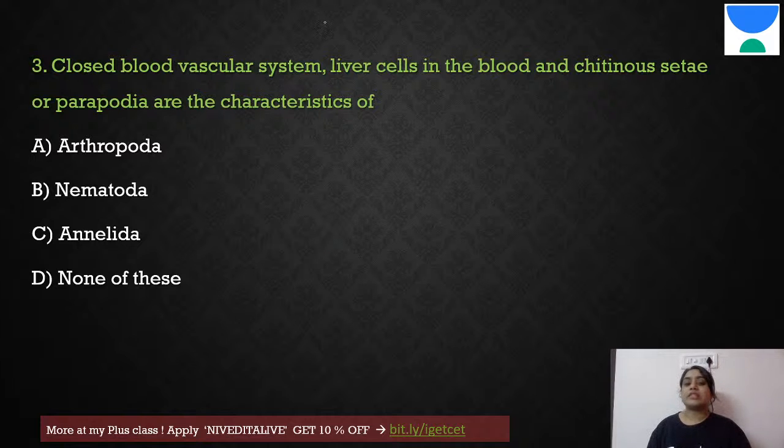Closed blood vascular system, liver cells in the blood, chitinous setae or parapodia. These are characteristics of arthropoda, nematoda, annelida, none of these.